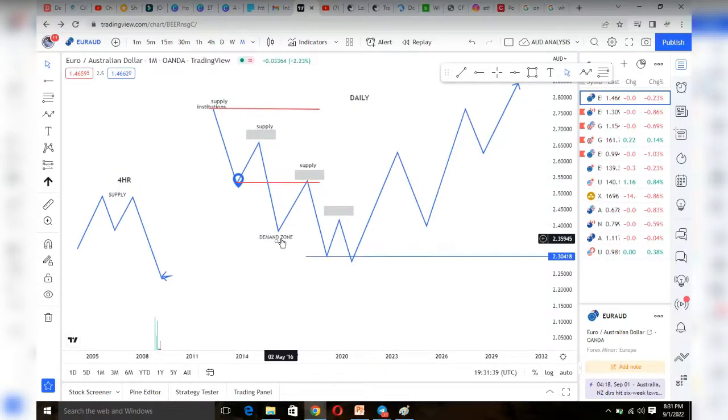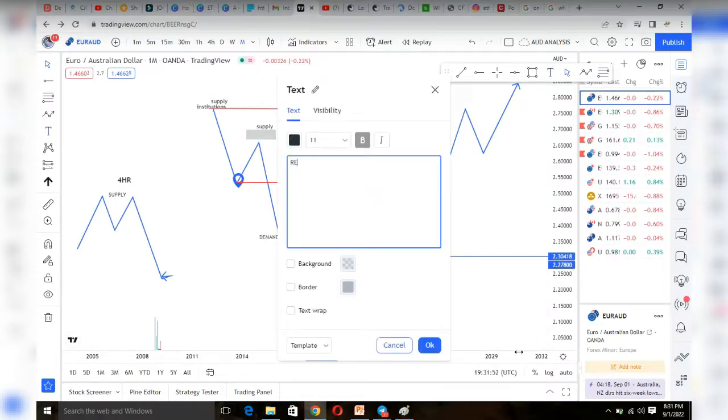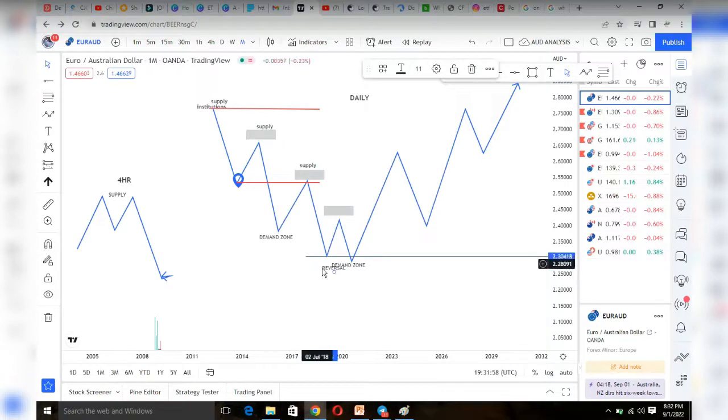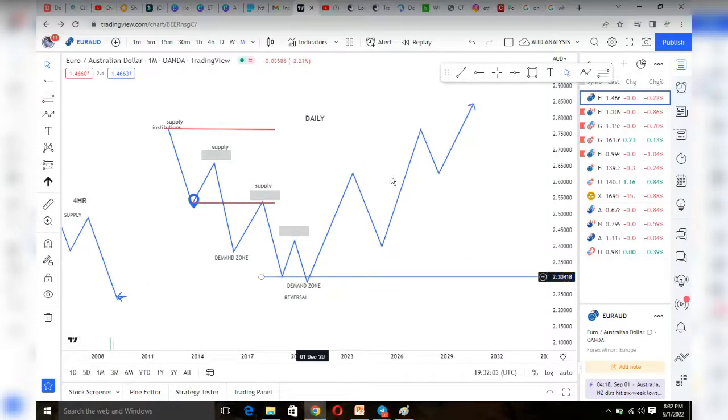So now we have our demand zone again. Let's talk about demand zone. Basically, when you're trading chart patterns and you see a W, you have a reversal. This is a reversal pattern. So the market has clearly reversed from a downtrend to an uptrend.